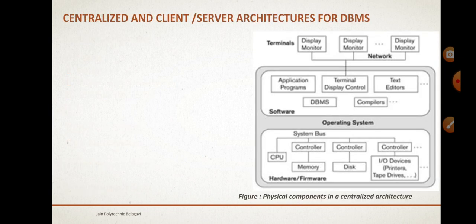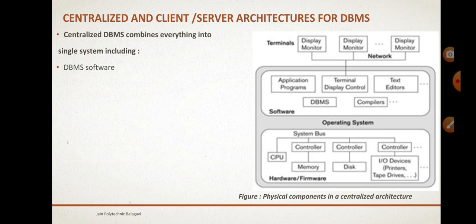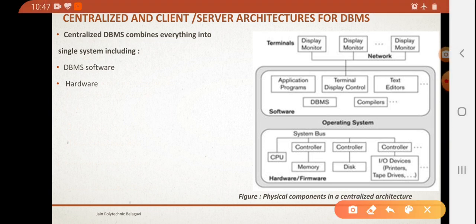So next we see centralized and client server architecture for DBMS. The above figure shows the physical components of the centralized architecture. It is also called a centralized architecture or client server architecture. A single system including the DBMS software, right? So this is the DBMS software module, and next one is the hardware.